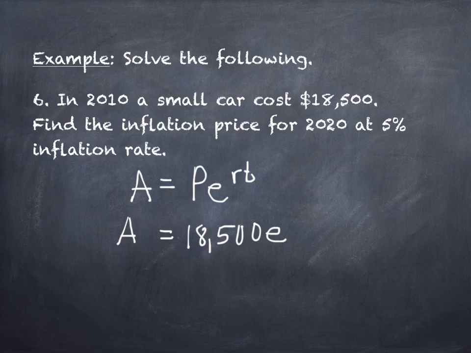What's T? 10 years from 2010. Okay, good. So that's T, right, Leah? Leah said that T is 10. What about my rate? What's R? That's 0.05.